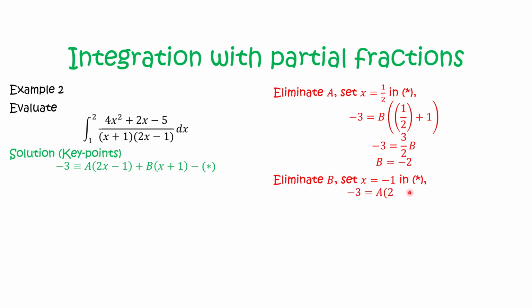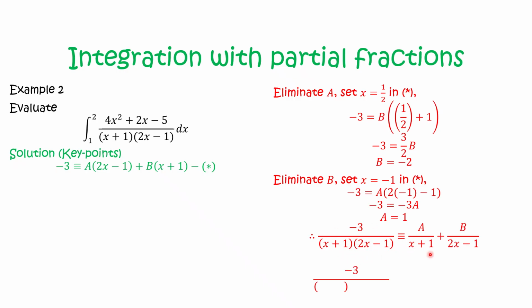We eliminate b by setting x equal to minus 1 in identity star once again, so that we have minus 3 is equal to a times (2 times minus 1 minus 1). And simplifying further, we are going to have minus 3 is equal to minus 3a. Then a is equal to 1. Therefore, we are saying that the fraction that we had is equivalent to 1 over (x plus 1) minus 2 over (2x minus 1).